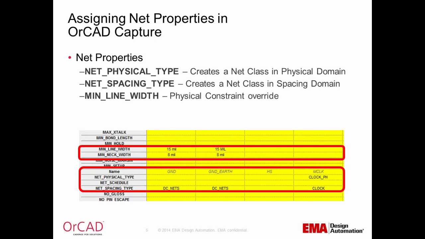The min line width property becomes a constraint override in PCB Editor. The route priority instructs the auto router to prioritize specific nets. A route priority of 1 on a net would instruct the auto router to route that net first. The total etch length property allows the user to specify a minimum and/or a maximum overall net length.